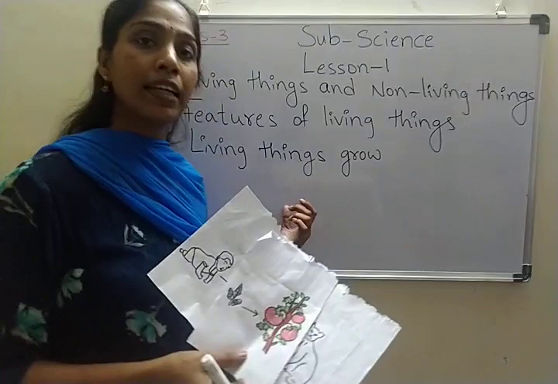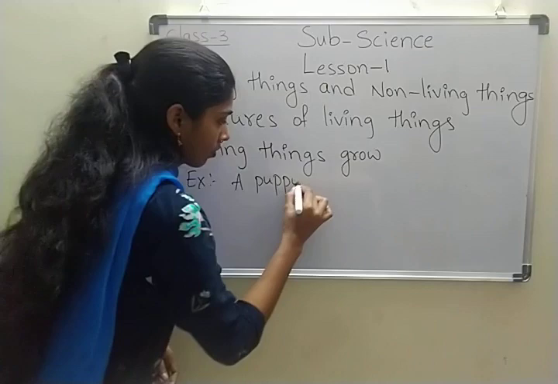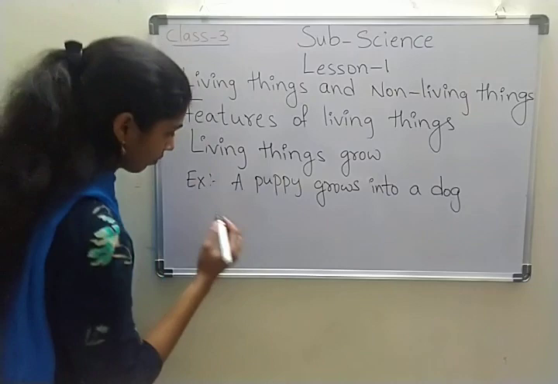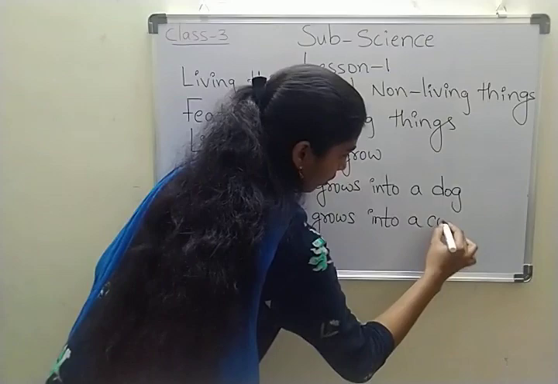Children, can you give one example? Very good, children. A puppy grows into a dog. Can you give one more example, children? Very good. A calf grows into a cow. Okay, what we understood here? All living things can grow.